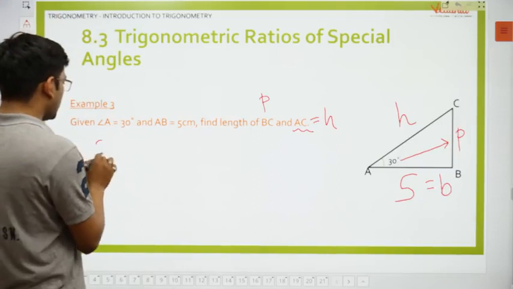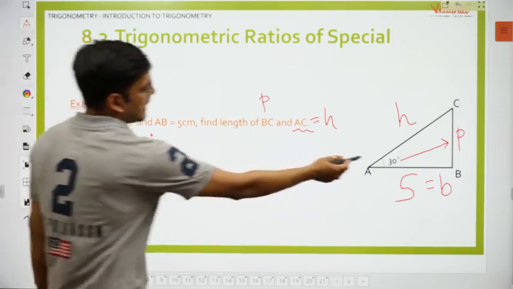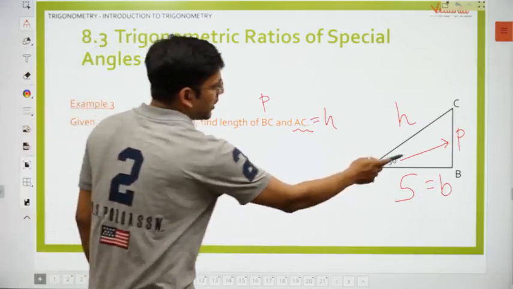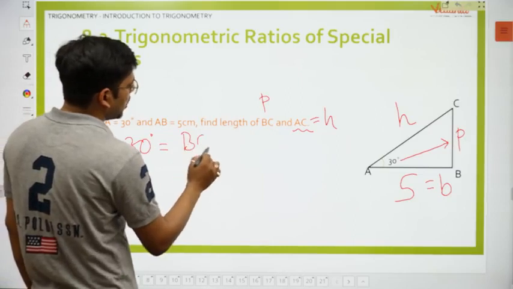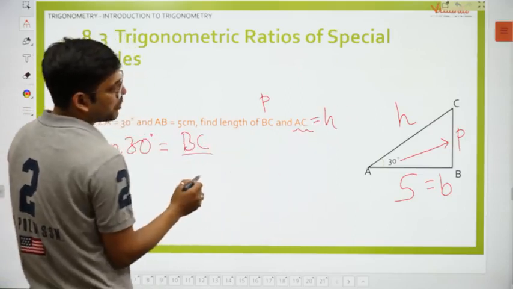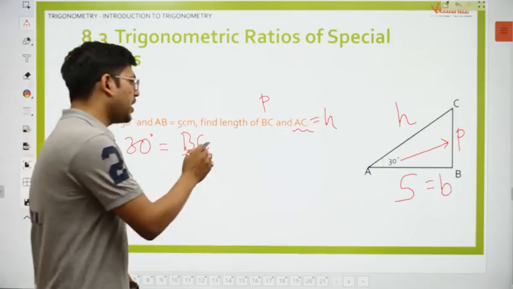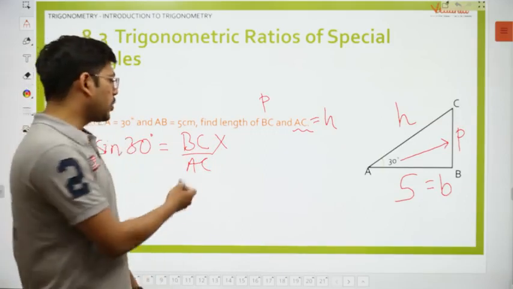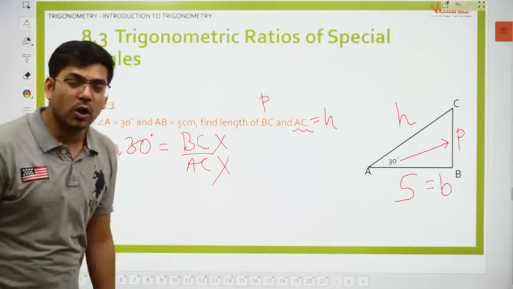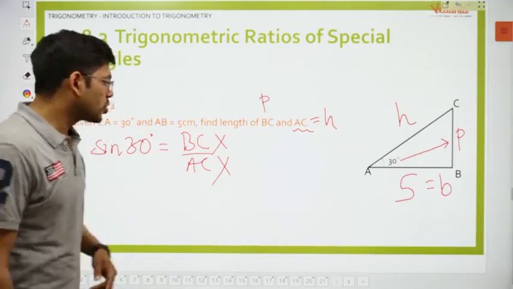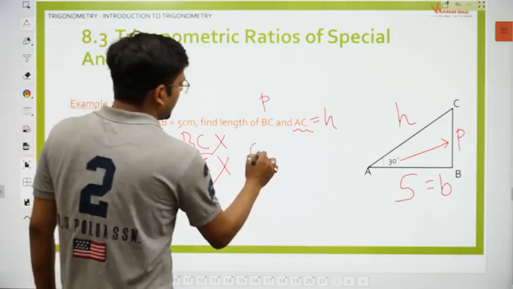Let me use sine. So sine 30, sine of the angle, sine 30. If I am using sine 30 degree, then this will become the perpendicular. So sine 30 will become perpendicular upon hypotenuse. What's the hypotenuse? AC. See, here we do not know BC and we do not know even AC. So we won't be able to get even one value because both are unknown. So what we will do, we will use some other T ratio, say for example using cos 30.